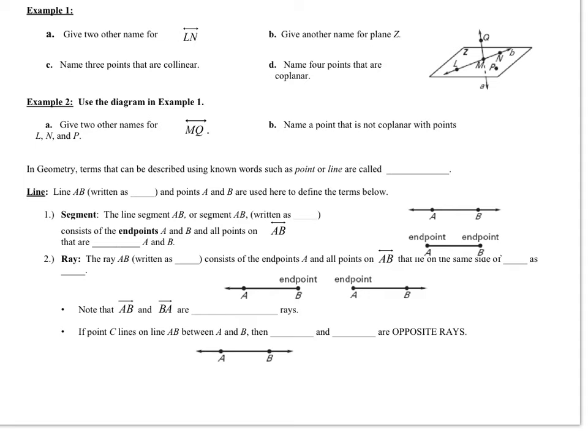Okay, let's look at some examples here. Let's give 2 other names for the line LN. So 2 other names for the line LN could be MN, and you do need to draw in the symbol at the top of the 2 letters, or you can have NL.